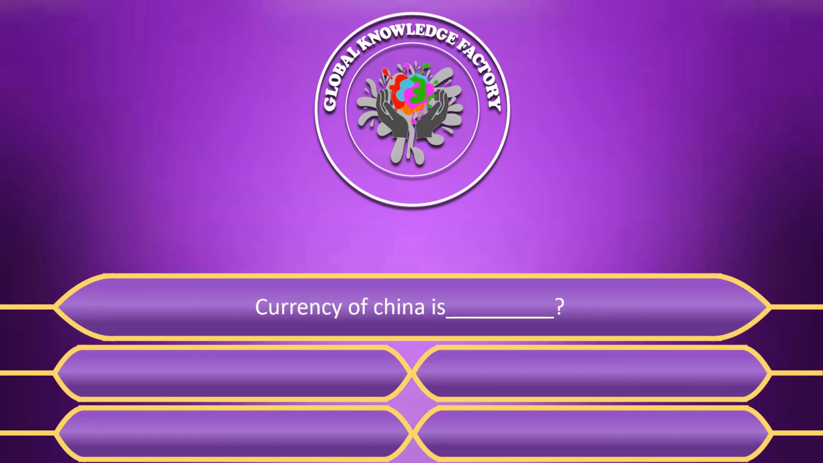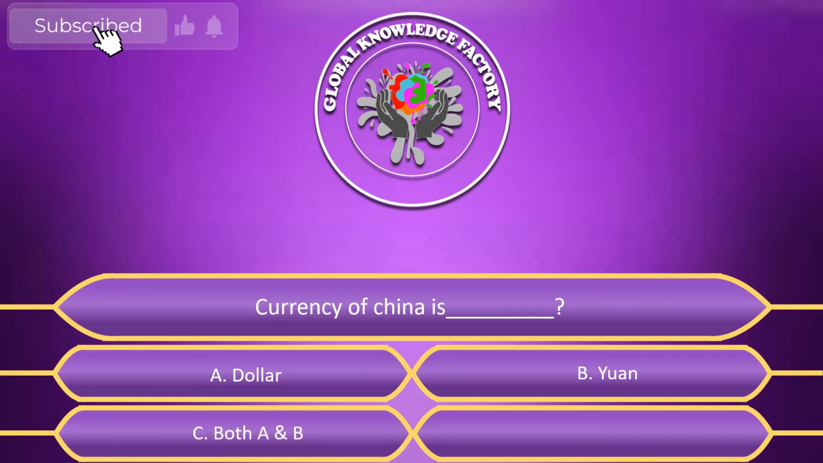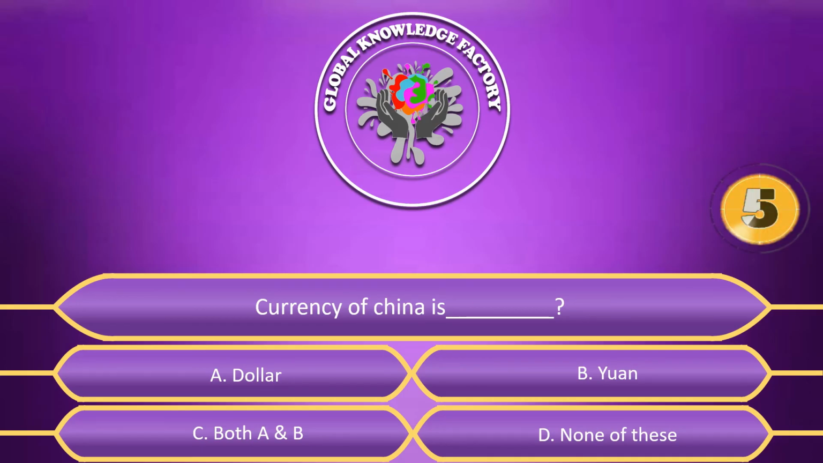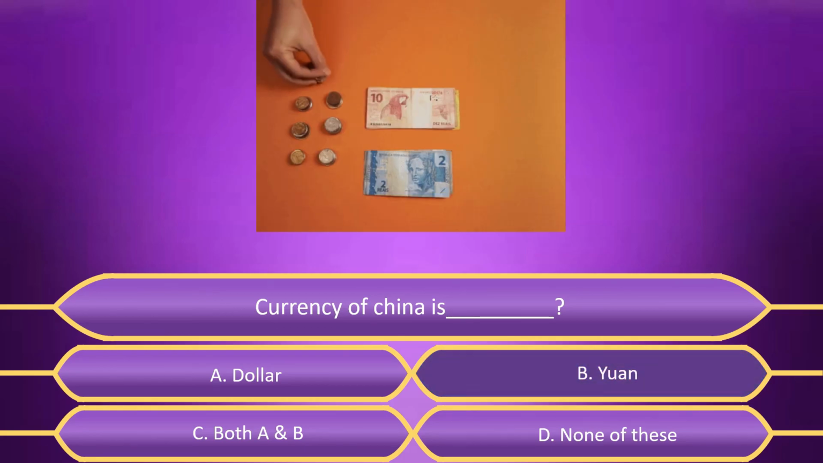Currency of China is dash: A dollar, B yuan, C both A and B, D none of these. Answer is B, yuan.